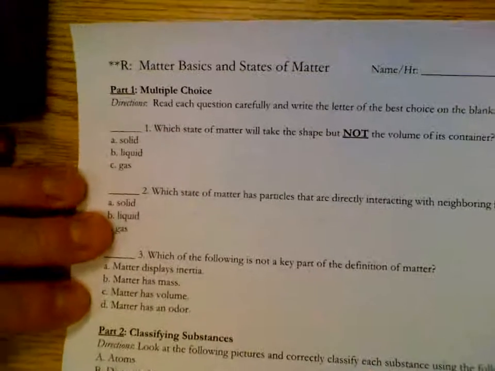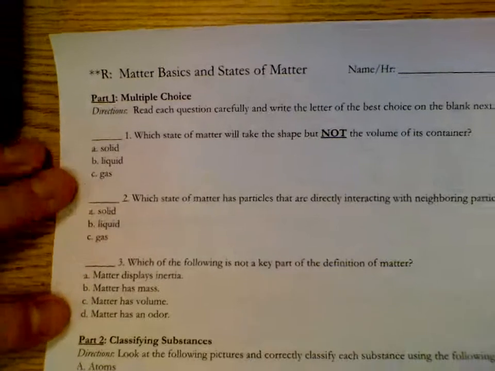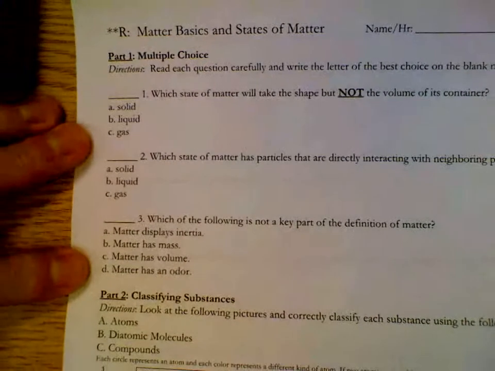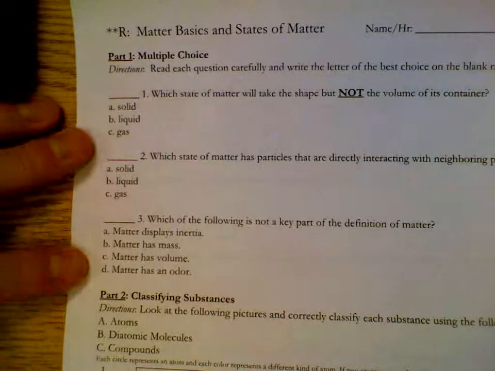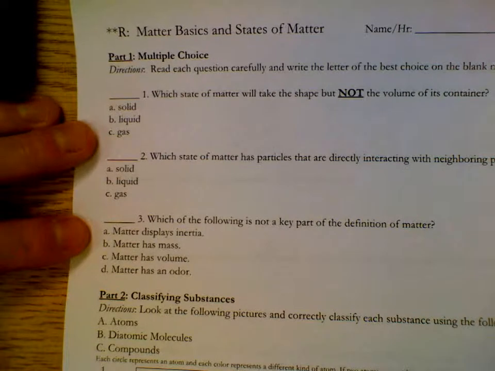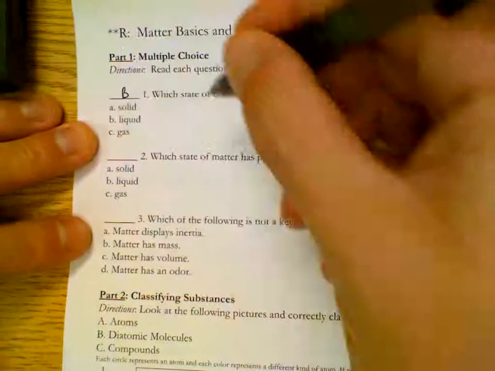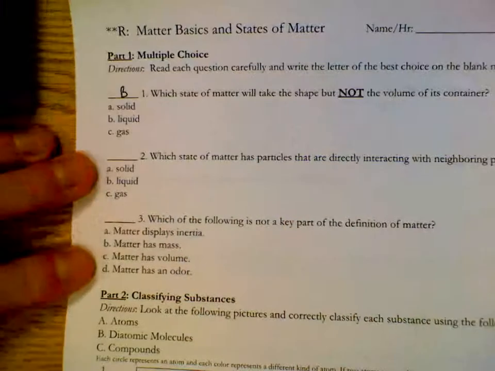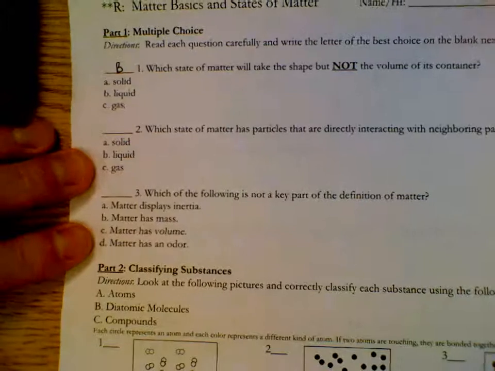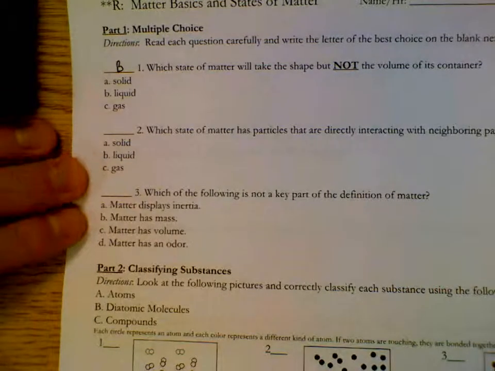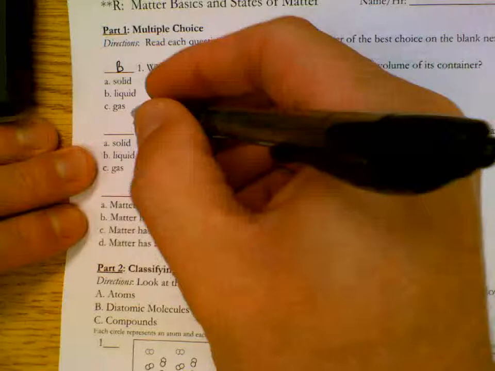This is the answer key for matter basics and states of matter. Which state of matter will take the shape, but not the volume, of its container? That would be a liquid. Which state of matter has particles that are directly interacting with neighboring particles? That would be a solid.